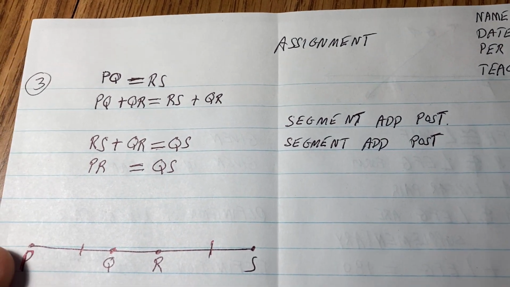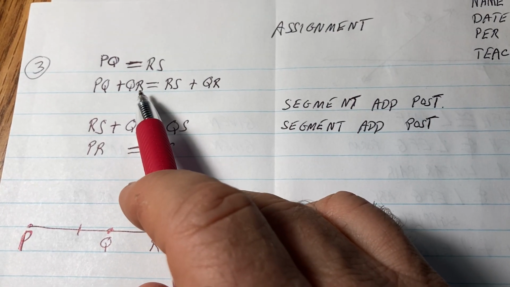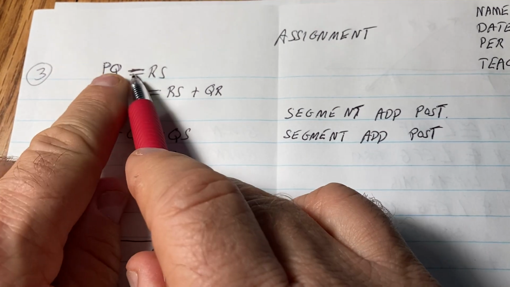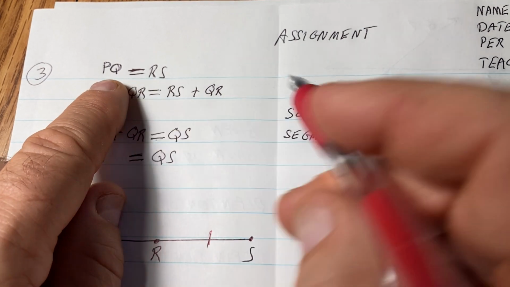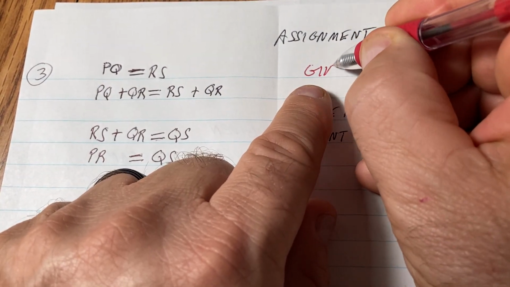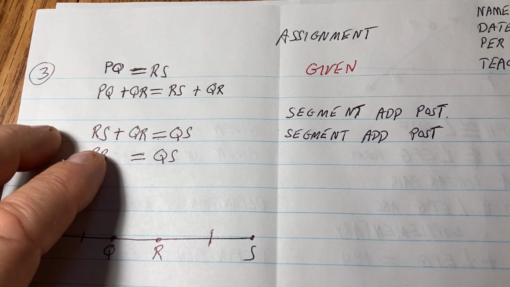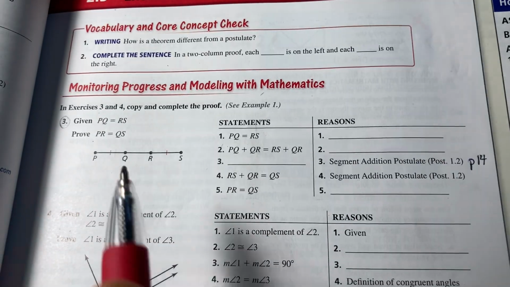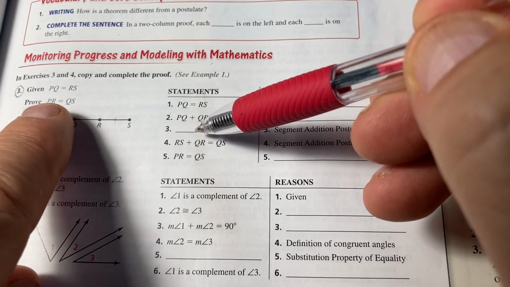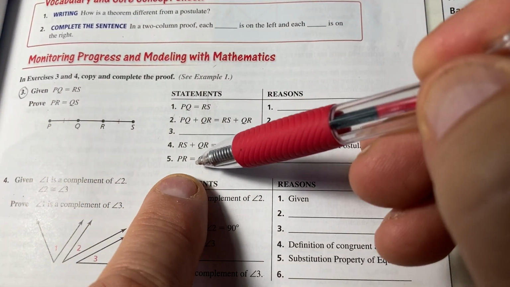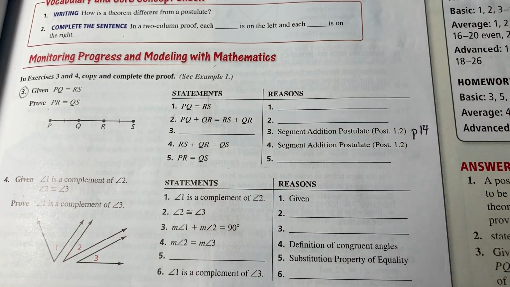For question number 3, here's my diagram. We have to prove PQ = RS. So that's the first thing you do. According to the problem, it says given this. So what goes here? It's given, silly. And it says prove PR = QS. So on your statements, once you get down to where it says PR = QS, don't go any further. You're done for your statements. You just have to fill out the reasons why.